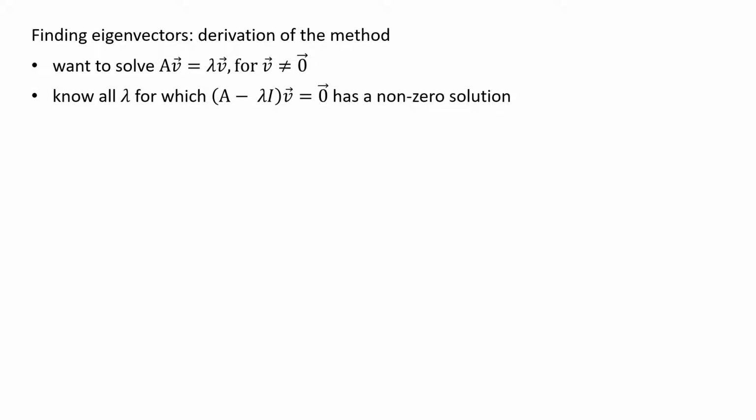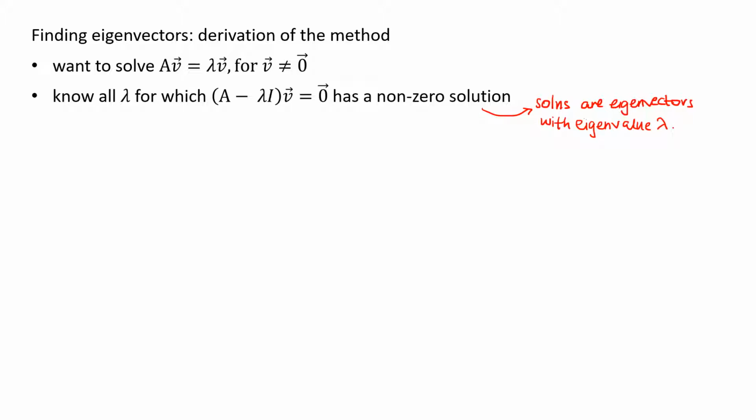To find the eigenvectors, once we know our eigenvalues, it's actually not so bad. We're looking to solve AV equals lambda V, where V is not equal to 0. We know all lambdas, so that (A minus lambda I)V equals 0 has a non-zero solution. This solution is going to be our eigenvector. The solutions are going to be eigenvectors which correspond to the eigenvalue lambda.